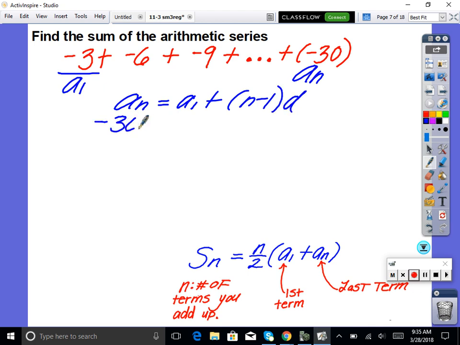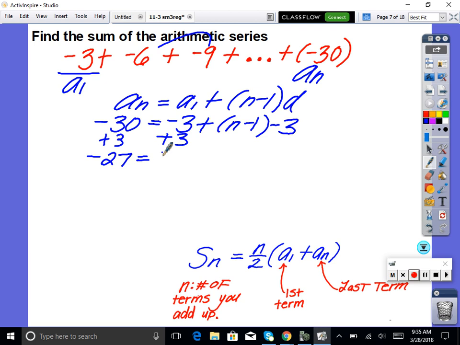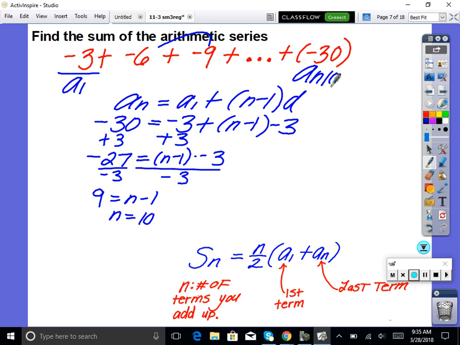A sub n is negative 30. A sub 1 is negative 3 plus n minus 1. What's our common difference? Negative 9 minus negative 6. Negative 3. Solve for n. So wouldn't we add 3? Negative 27 is equal to n minus 1 times negative 3. So divide by negative 3. So that is 9 is equal to n minus 1. Therefore, n equals 10, this is the 10th term, a sub 10.